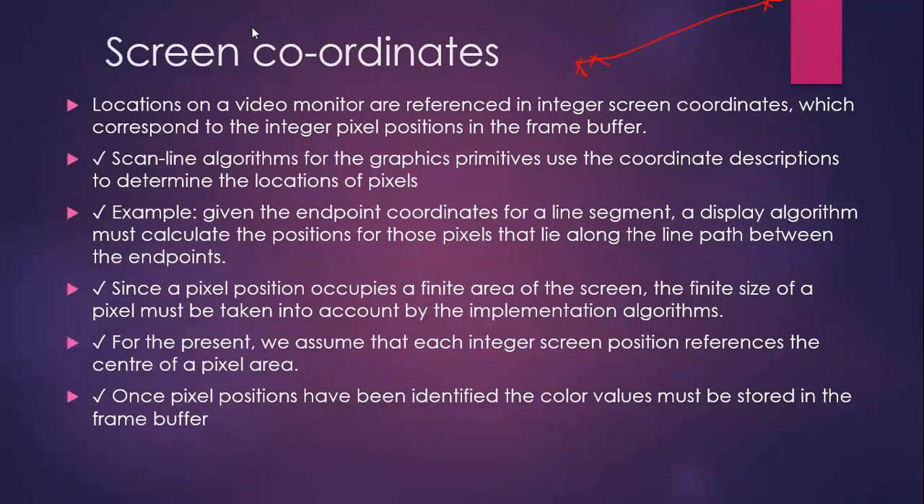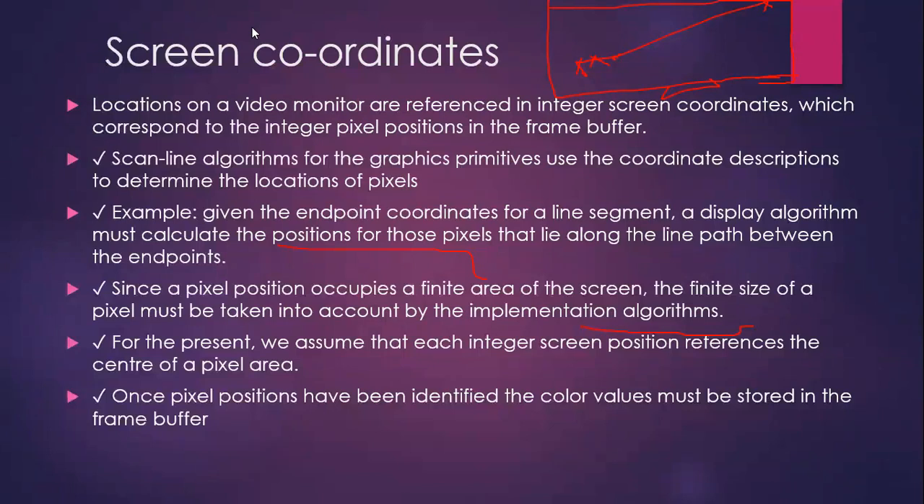Maybe these are all pixels. The smallest unit you are going to draw on the screen is a pixel. There will be some calculations needed to represent those pixels on the screen. Since the pixel position occupies a finite area on the screen, the finite size of the pixel must be taken into account by implementation algorithms. So there will be certain algorithms to calculate the positions of the pixels that will be displayed on the screen. Finally, whatever object you want to represent will be displayed on the screen.